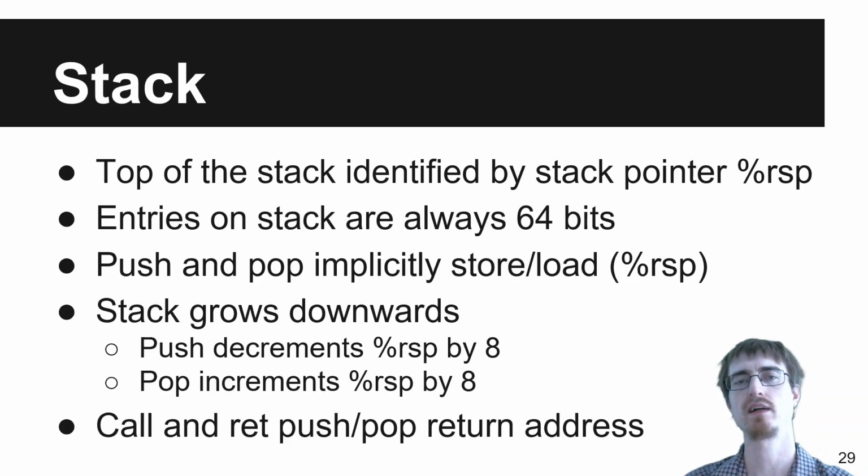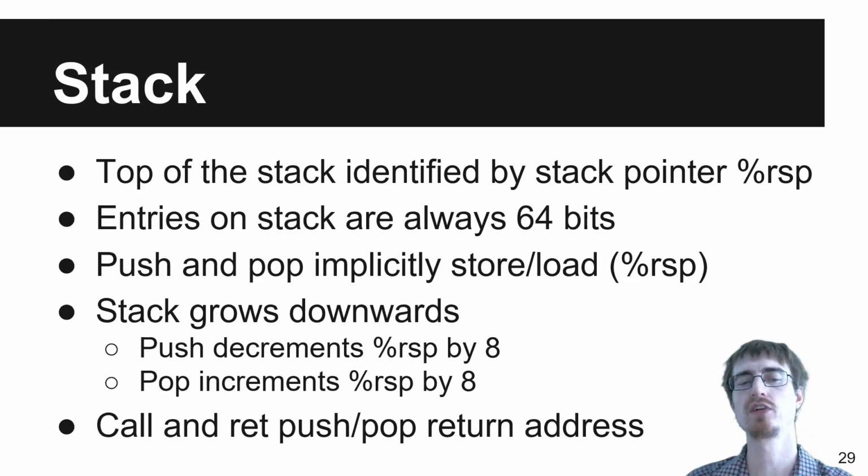So the stack pointer is always a multiple of 8 for this reason. Well, the push and pop instructions store a new value on the stack and remove it from the stack, and they implicitly store to the RSP location or load from it. The stack grows downwards, which means that the more you push, the lower the address becomes where you're pushing. So it starts off with a high address, and as you go, the address becomes lower. This, it turns out, is very important for exploitation, which we will discuss later.